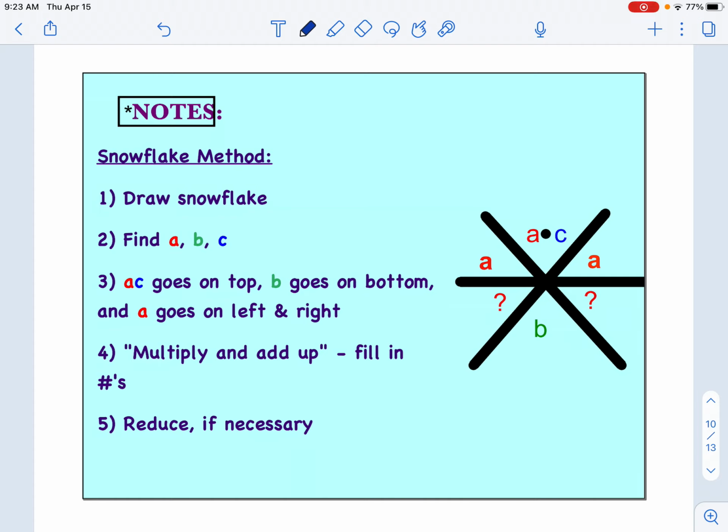So in the snowflake method or asterisk method, you basically draw what you see here, these lines. So you draw an X, and then you cut that in half. So again, you draw an X and then you cut it in half. That's your snowflake, or asterisk. Now you find A, B, and C.